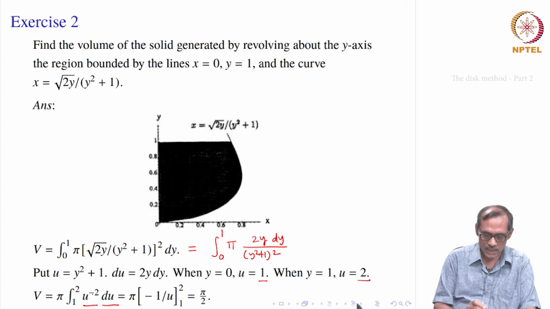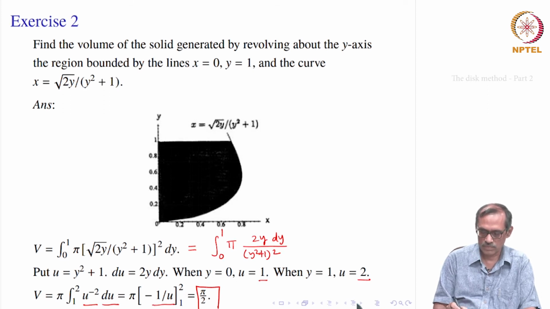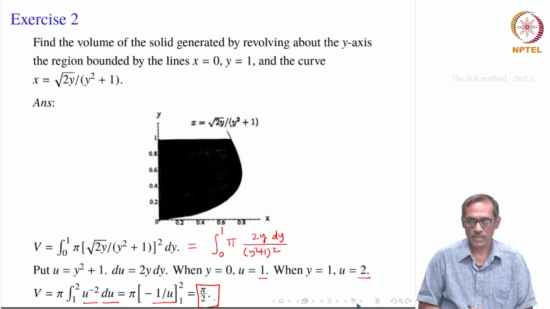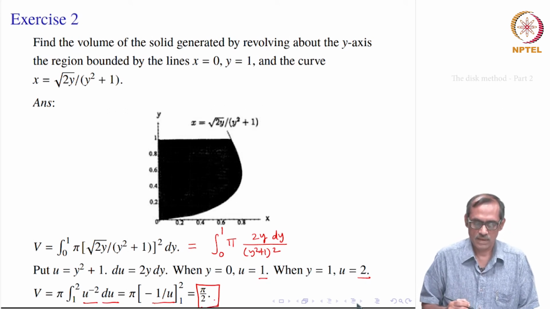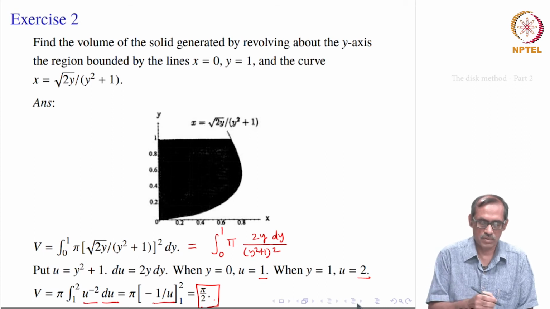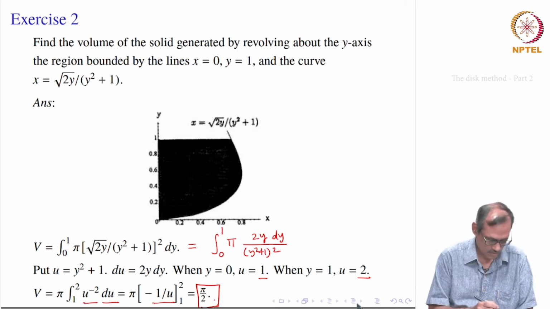Now, this can be integrated. U to the power minus 2 gives minus 1 by u evaluated at the limits 1 and 2 subtracted. So, that simplifies to pi divided by 2. Okay. So, this is how we will be proceeding. Let us take maybe one more problem.